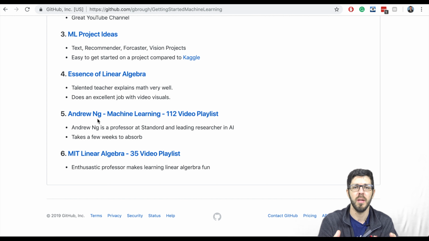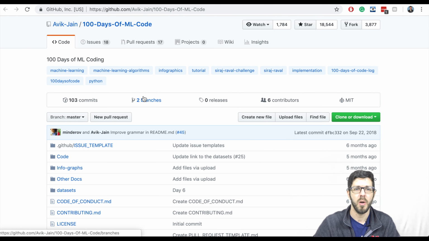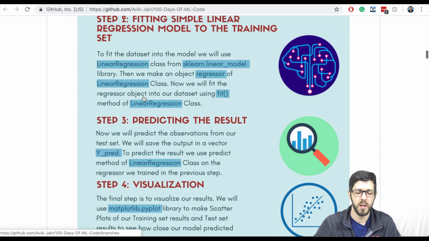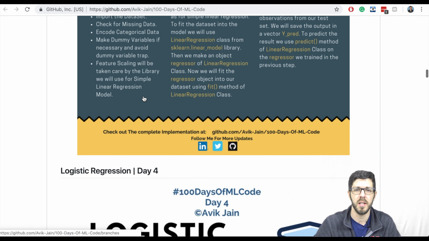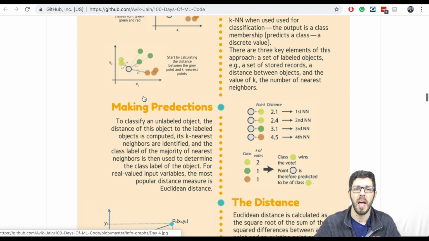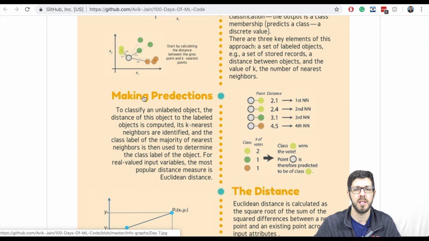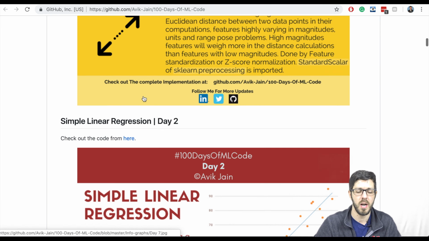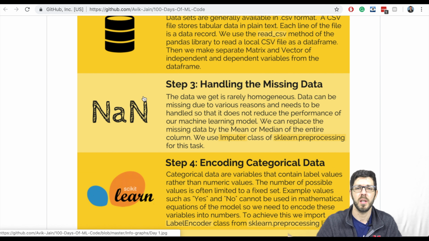Why don't I give you a short preview of what the 100-day challenge looks like so you can get an idea of what you'll be getting into. Okay, so here's his GitHub project. You can scroll down and see he's got excellent infographics and he's stepped it out very nicely. If you really like the project, he's even asked that you can contribute to it as well. What is great about it is he gives you data sets and code examples.